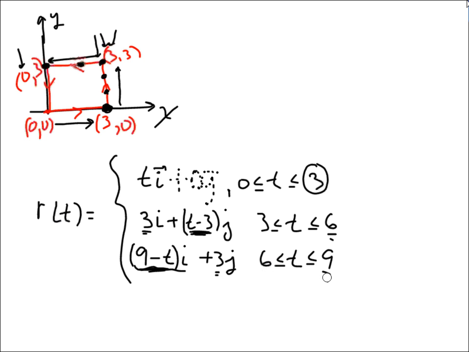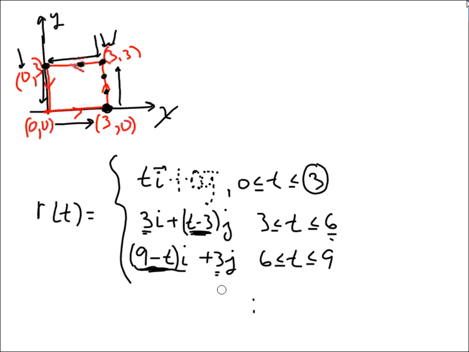Now, we're coming down. We're going straight down. Along there, y is always 0, so plus an understood 0j. Now, x is always 0 there.